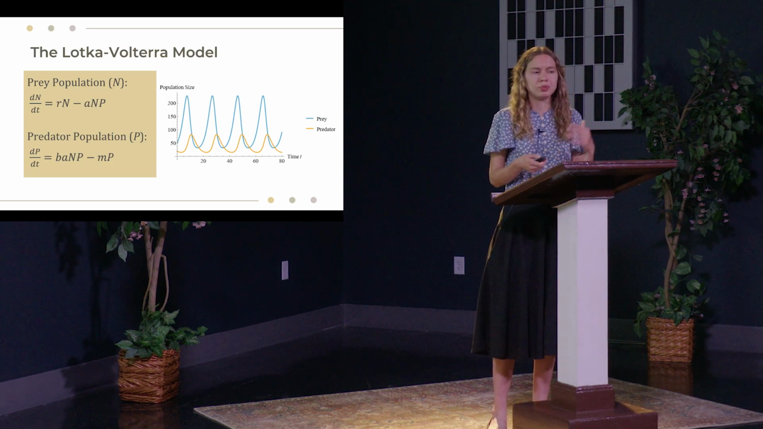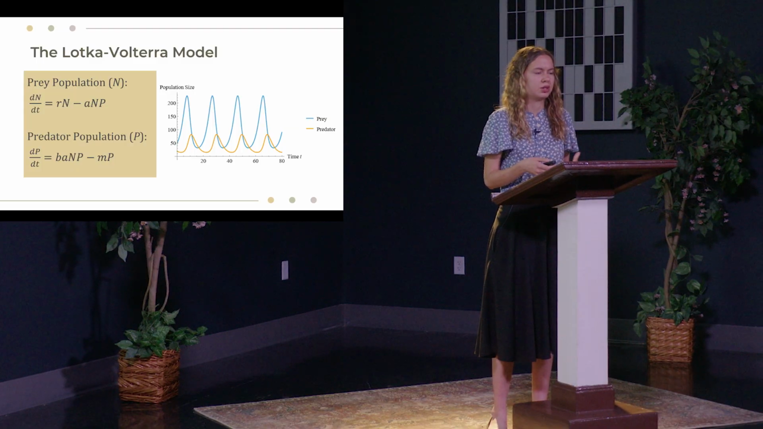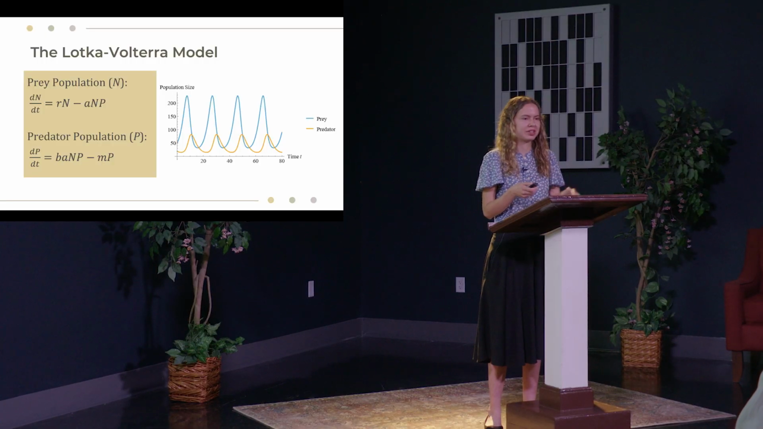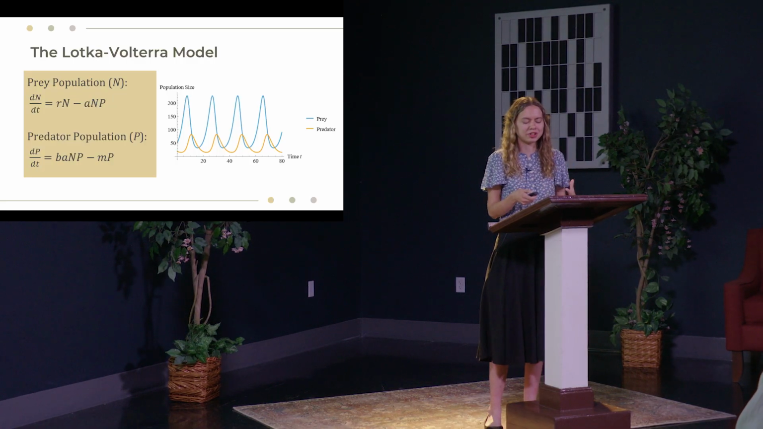When you have one of the blue peaks, that means you have a lot of prey, which means there's a lot of food for the predators. So their population grows with the food. But then with more predators around, that of course begins to diminish the prey population because they all get eaten. And then with fewer prey around, the predator population will decrease, which allows the prey population to grow once again. So that's kind of where this whole cycle comes from.